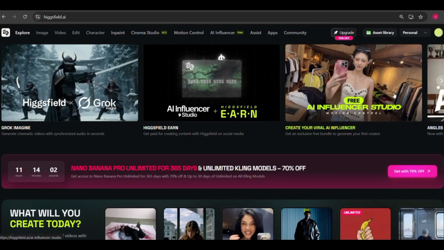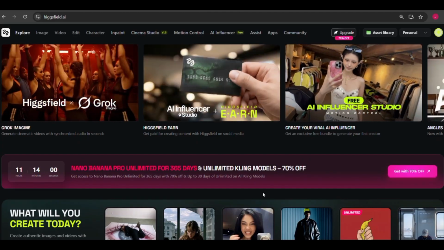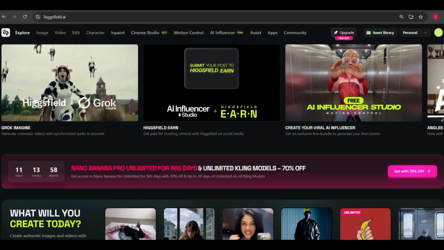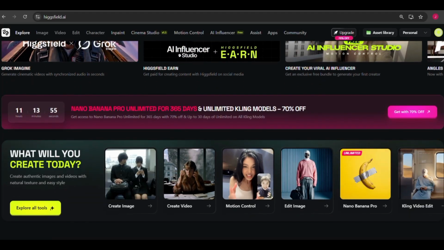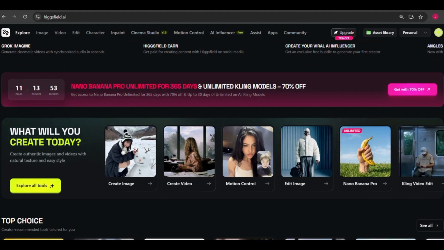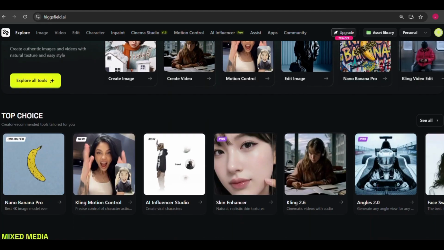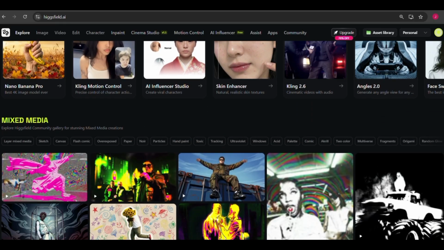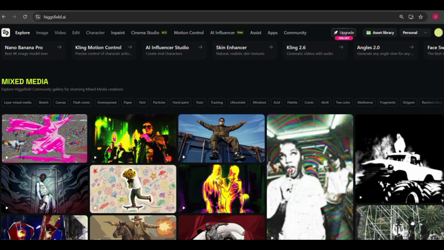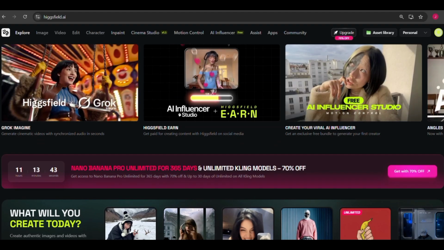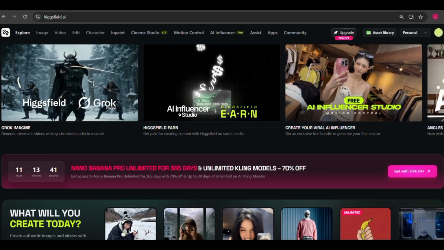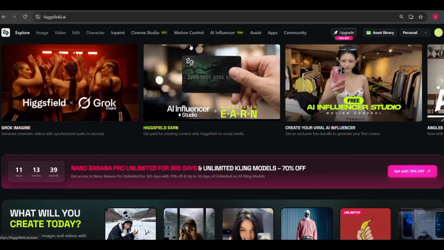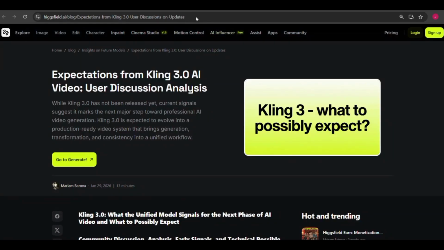If you're new to Higgsfield, here's the quick context. Higgsfield is one of the fastest growing GenAI companies right now, built around one core idea: making AI video creation genuinely creator-friendly. They already power several well-known models, including Kling, and with Kling 3.0, they're positioning themselves for what could be a major leap forward. So let's start with the biggest question. What exactly is Kling 3.0 expected to change?